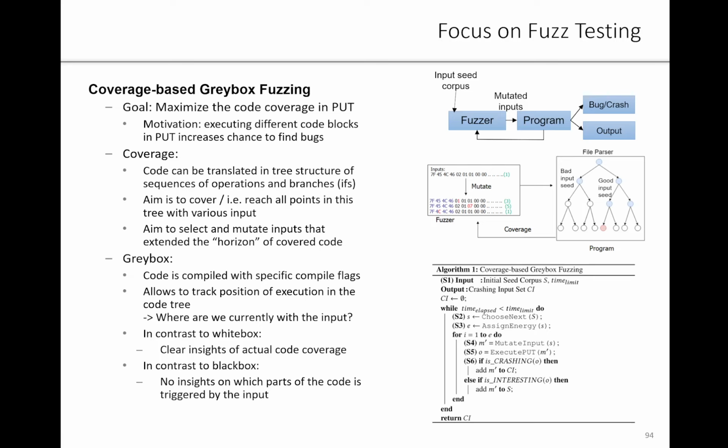That tells you which parts of the code are currently being executed. That's like when you debug. There's black box fuzzing, when you don't learn anything about the internals of the code. And there's gray box fuzzing.